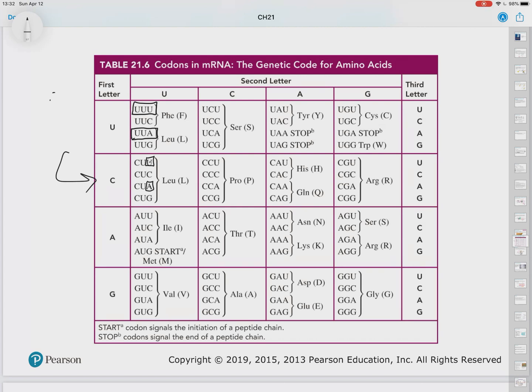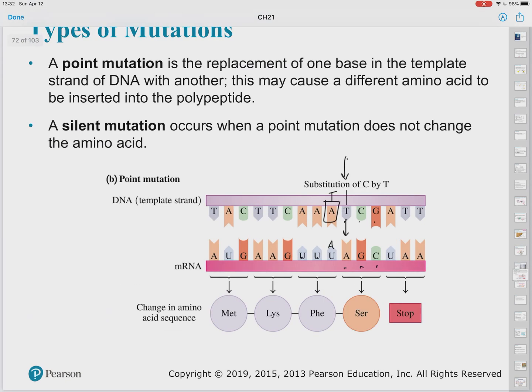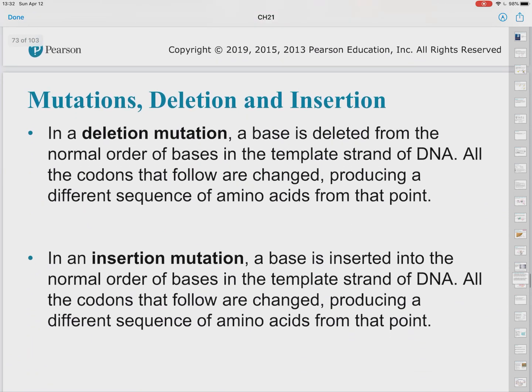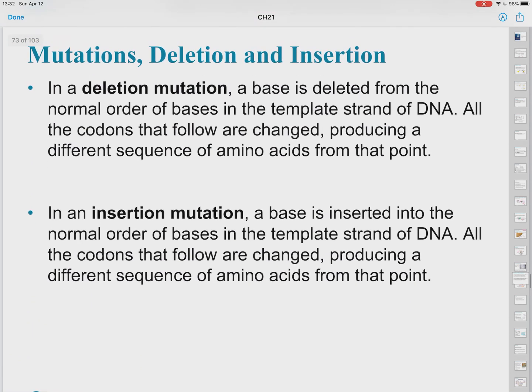CUU versus a CUA. Having a mutation that changes a letter to another letter that doesn't change the amino acid is what's called a silent mutation. It is a mutation, but it's silent because nothing happened in terms of the protein. The protein came out the same. Silent mutations are good.